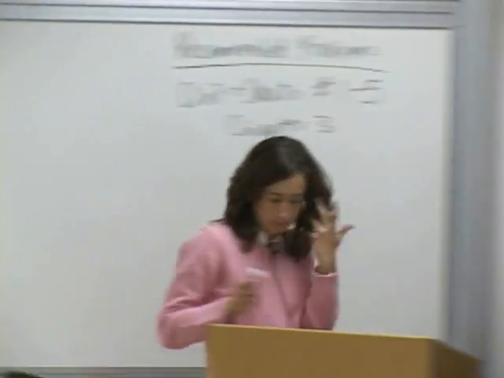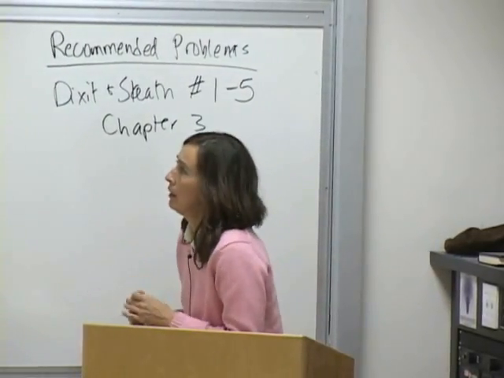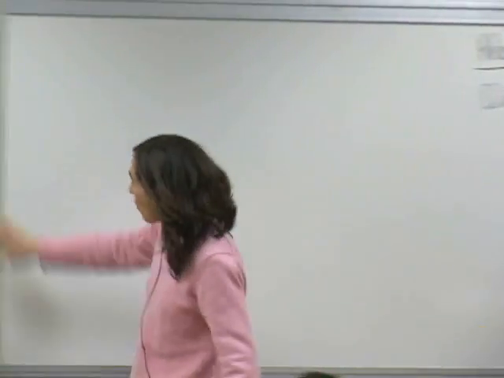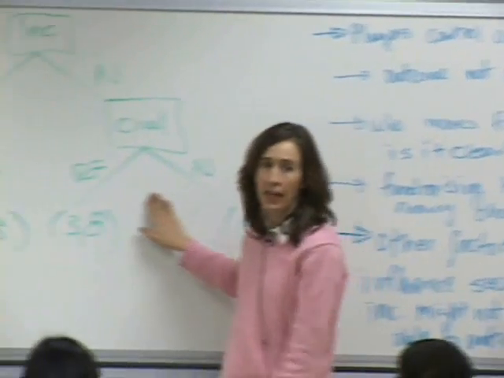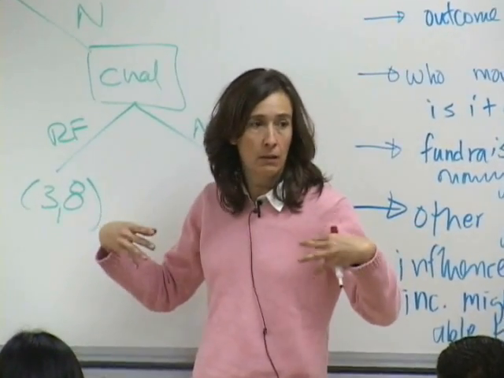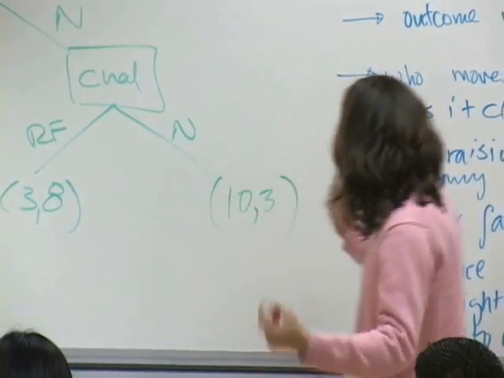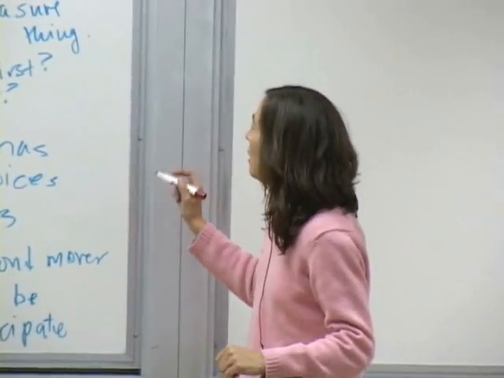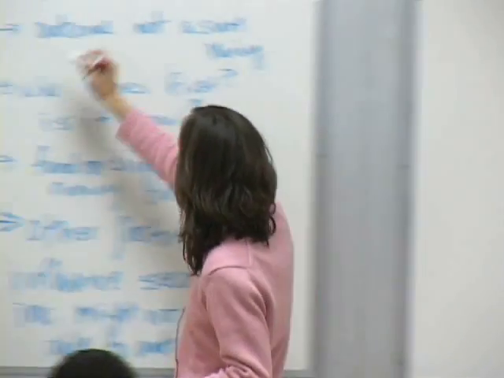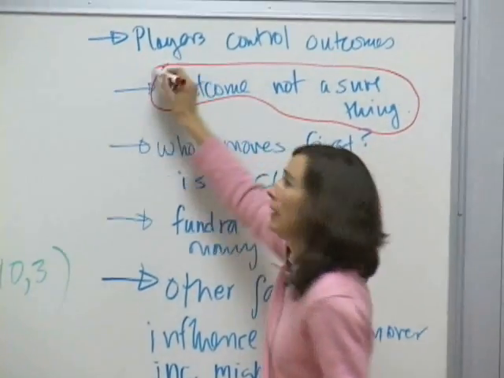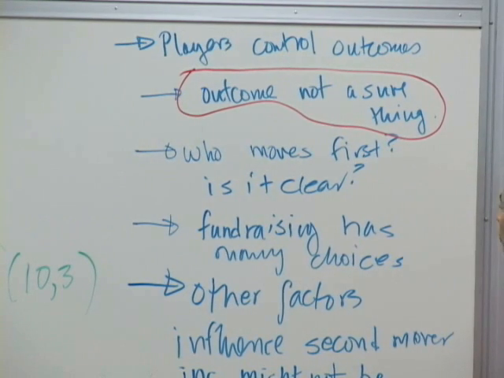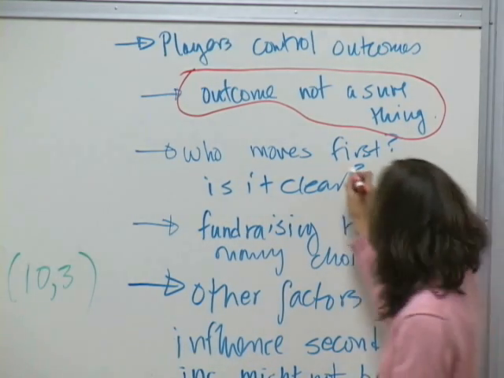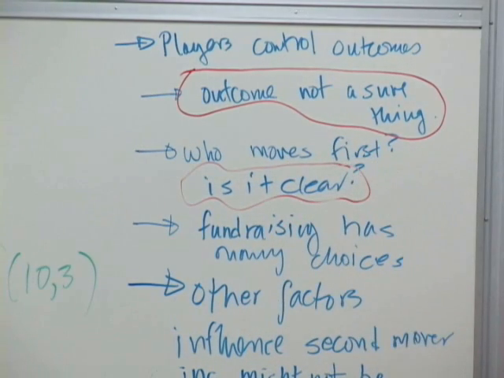What I want to do is a little bit of talking about how we might incorporate some of these different things into different games, how we might address some of these challenges, some of these elaborations within game theory. Many of them have this issue of the players not being certain about things. The outcome might not be a sure thing. It might not be clear which one of us is going to make the first move.